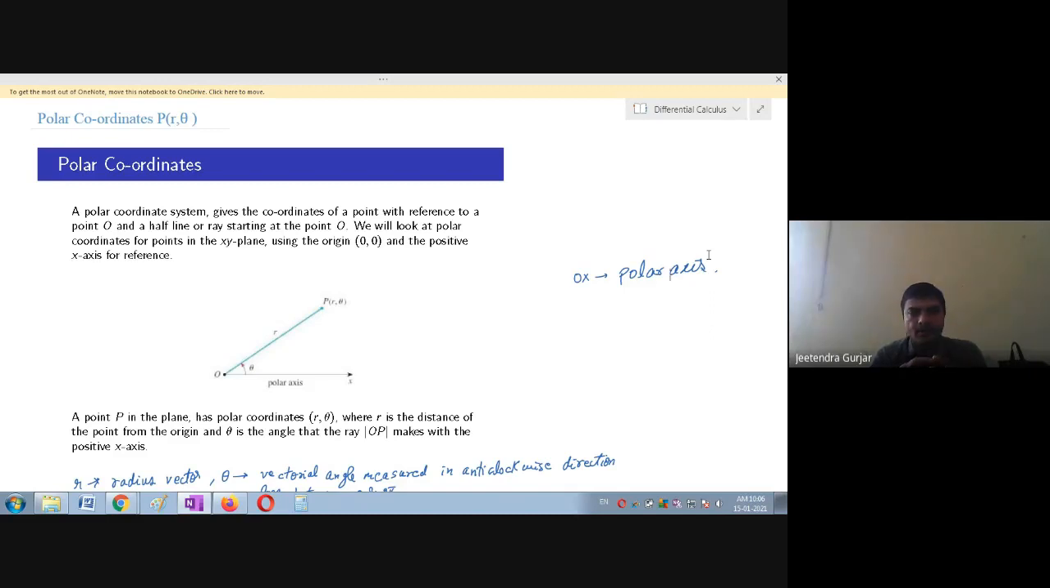This actually gives the coordinates of a point with reference to a point O and a half line or a ray starting at the point O. So that is what I already told you. This is like an x-axis; we have the polar axis. Okay, so we will look at polar coordinates for a point in the xy plane. Suppose you take any x and y axis, any point you consider in this plane will have polar coordinates. And the coordinates we have considered here are r and theta.